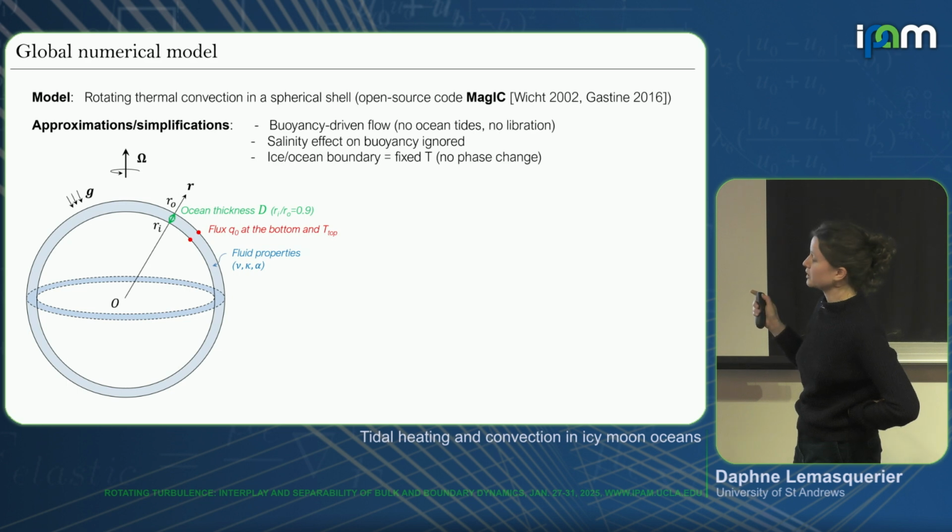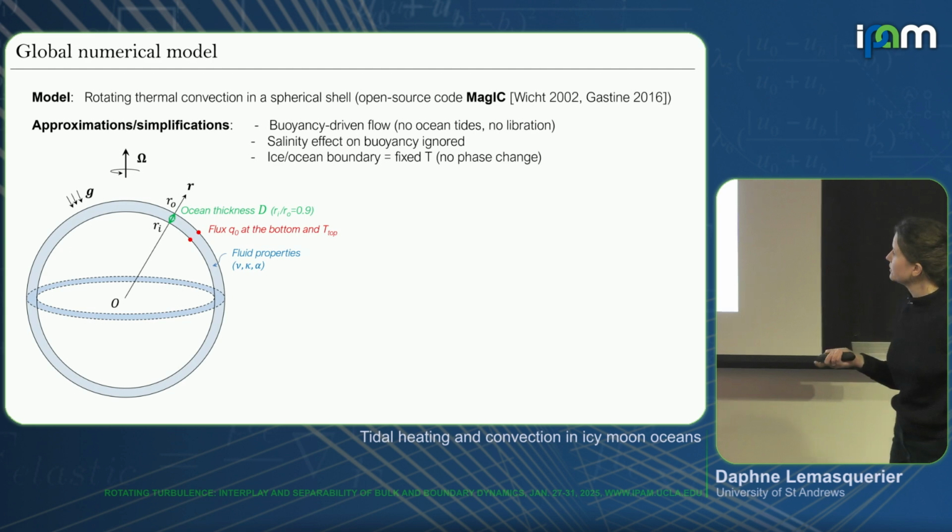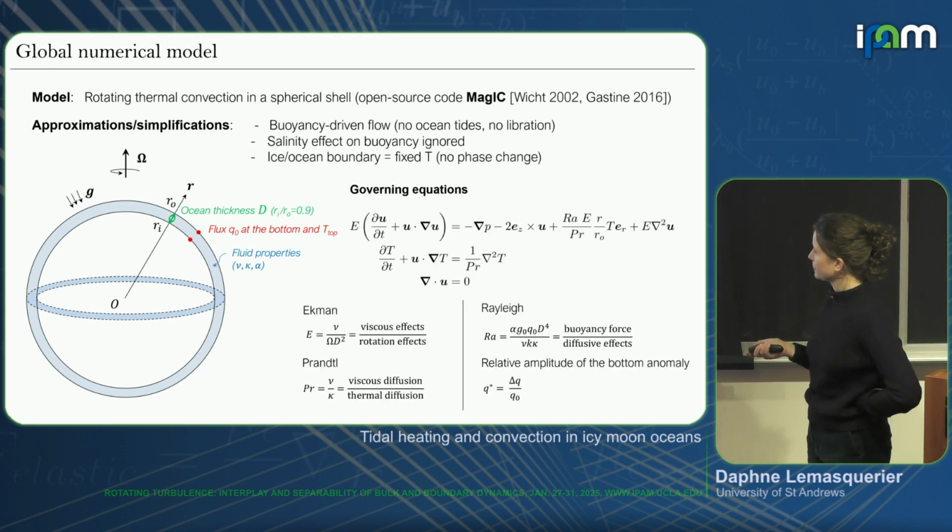Again, if we think about icy moon applications, of course, we neglect many important effects here. No tides, no libration-driven flows. We neglect salinity, and we neglect the phase change at the boundary. So this is only a first step to better understand what would be the circulation in these oceans.